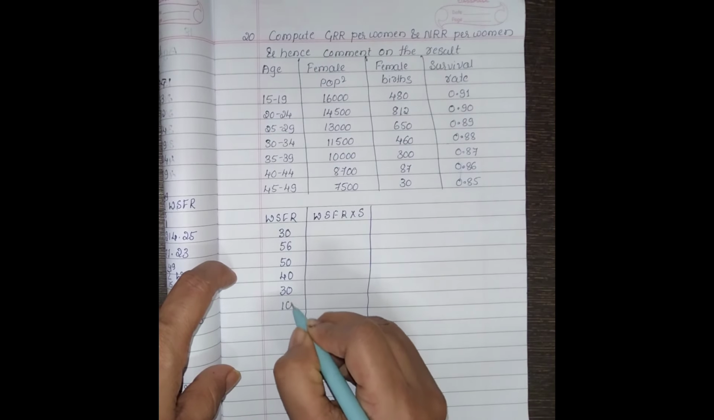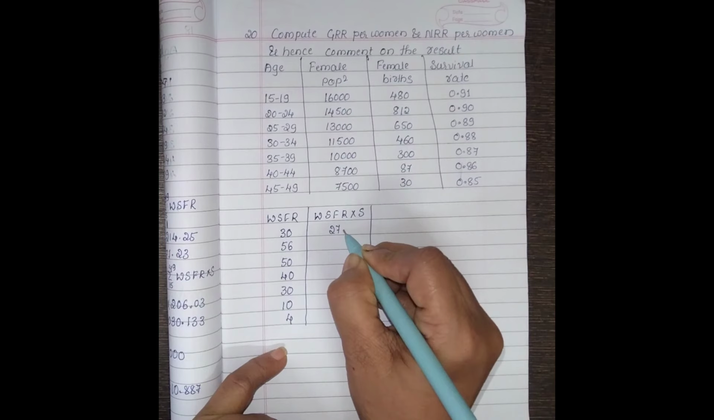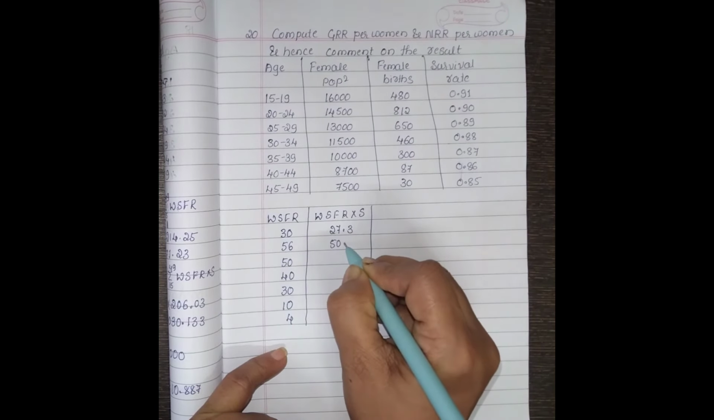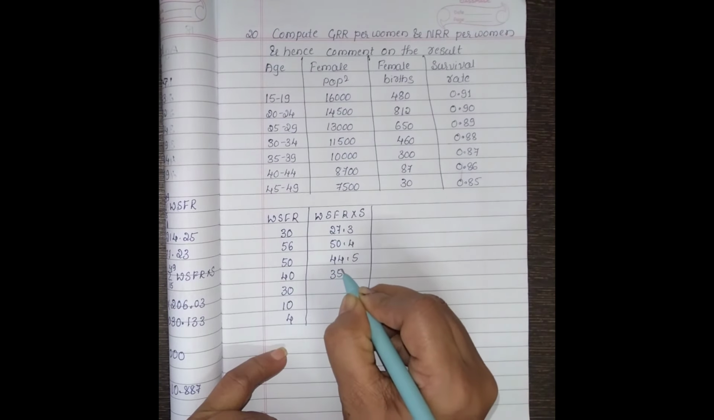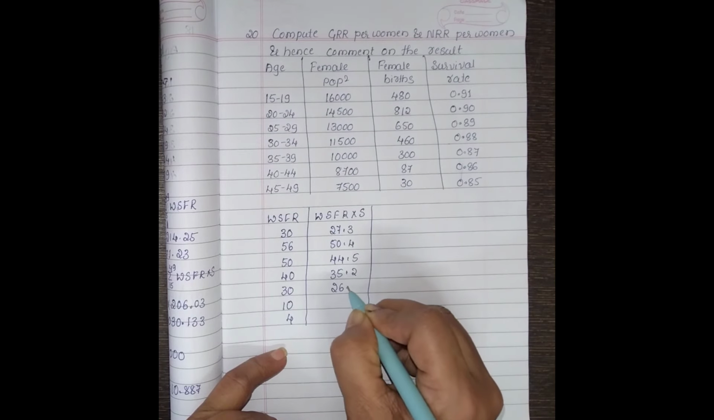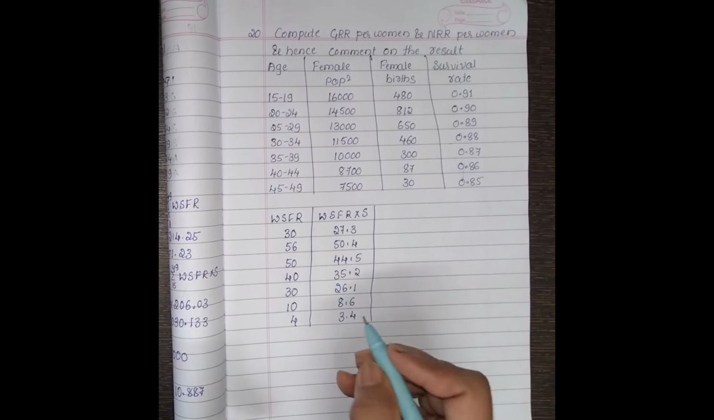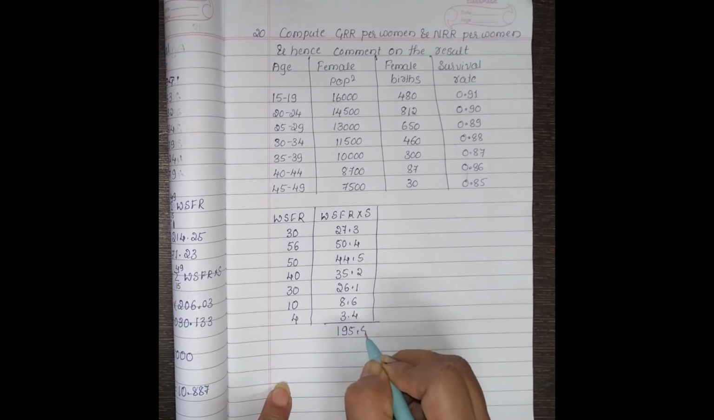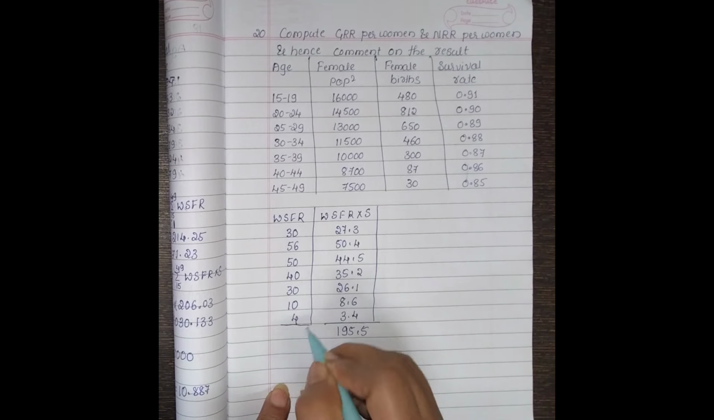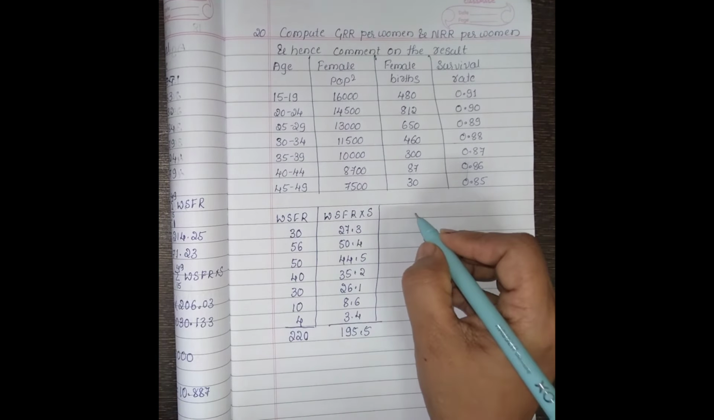30, 10 and 4. The WSFR into S when done gives 27.3, 50.4, 44.5, 35.2, 26.1, 8.6 and 3.4. The total of this is 195.5 WSFR into S. This total is 220. The WSFR total is. Then we have to calculate a GRR and NRR.